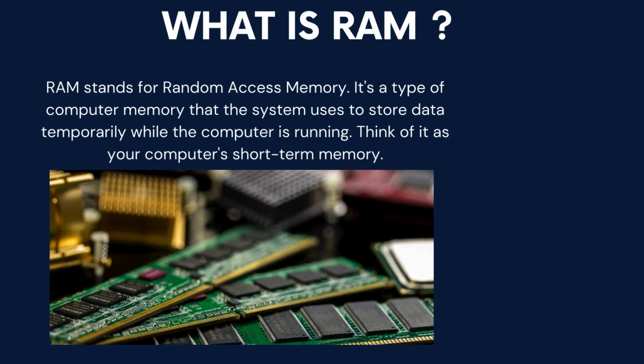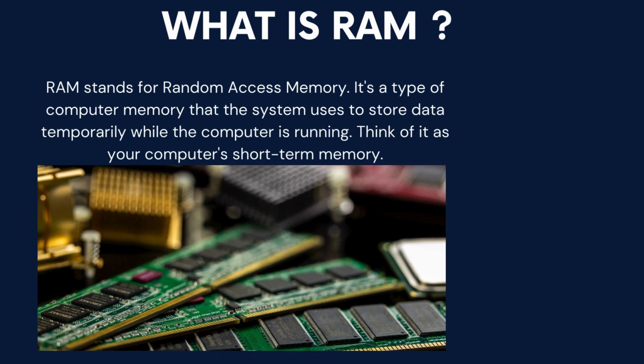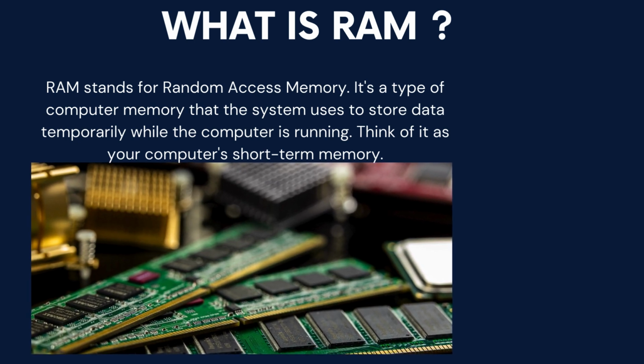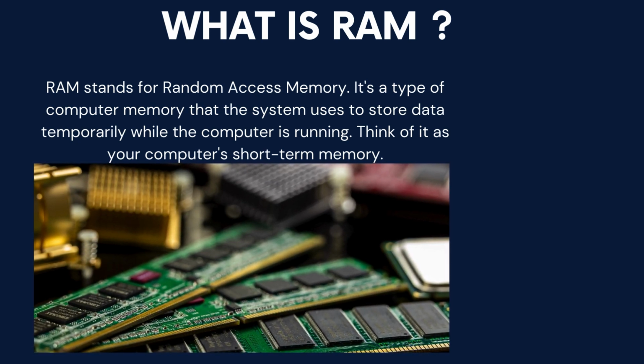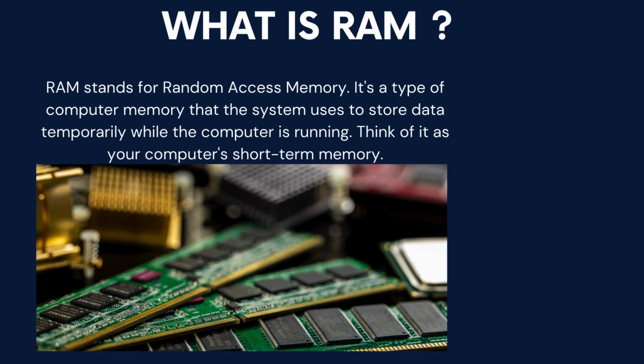So what is RAM? RAM stands for Random Access Memory. It's a type of computer memory that the system uses to store data temporarily while the computer is running. Think of it as your computer's short-term memory. Imagine you're working on a project at a desk. The desk space you have available to spread out your materials and work on them represents RAM. When you're actively using certain books, papers, or tools related to your project, you keep them on the desk for easy access. This is similar to how RAM works in a computer.